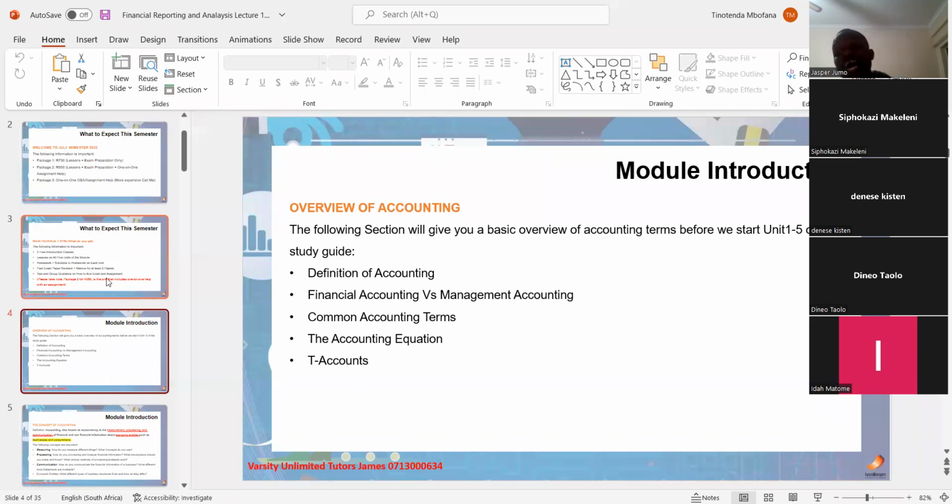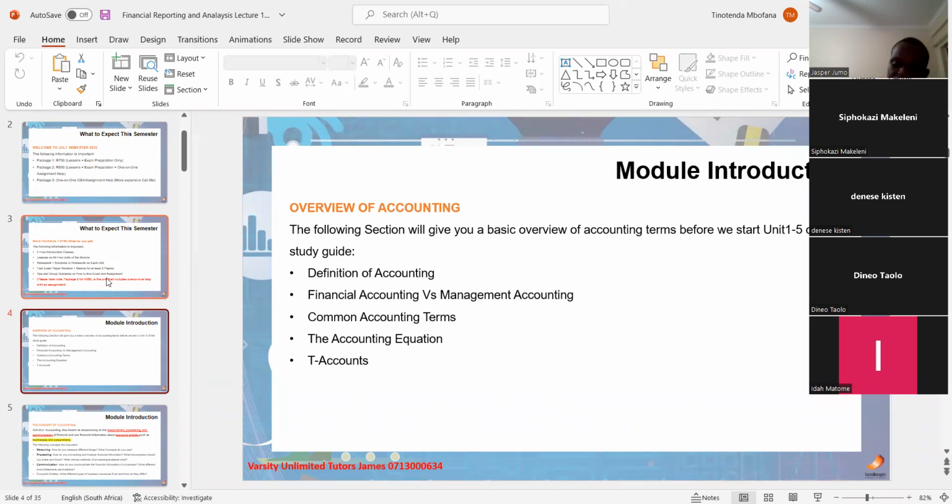But there's also management accounting, which is accounting for managers, where you're now using that information to make decisions within the business. This one you're going to do in your 2nd year. I think it's 2nd year, 2nd semester or 1st semester, I don't really remember, but you're going to do management accounting in your 2nd year.